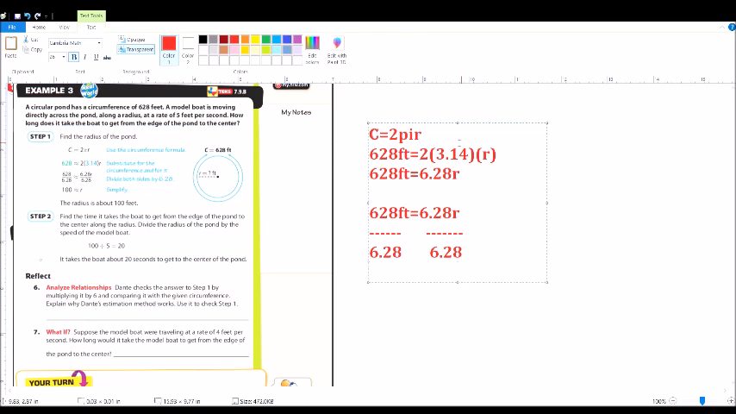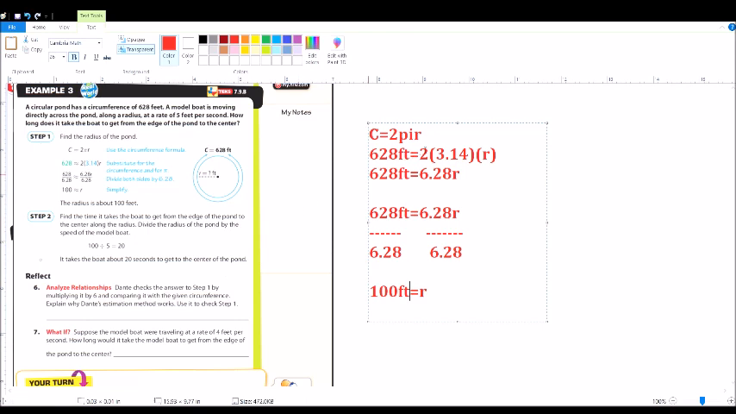All right. Now, by dividing both sides by the same thing, you get to cancel it out on one side, and 628 divided by 6.28 equals 100. So we have 100 equals, and the 6.28s on the other side cancel each other out, r. So our radius equals 100 feet, because feet were the only units that we were using. And now we have completed the first step of the sample problem.